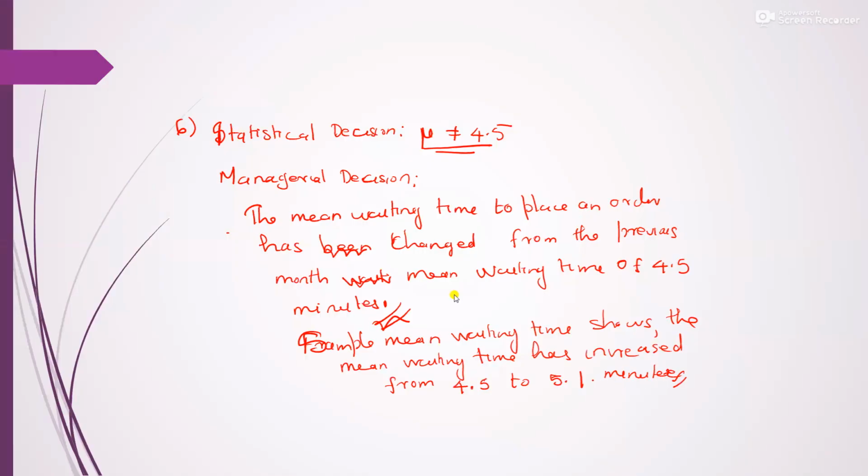Now the system is not efficient, right? The system is not working efficiently. The waiting time has increased, so the system is not working properly, right? So it will create customer dissatisfaction, so they have to improve their service quality. Such kind of thinking you need, right?